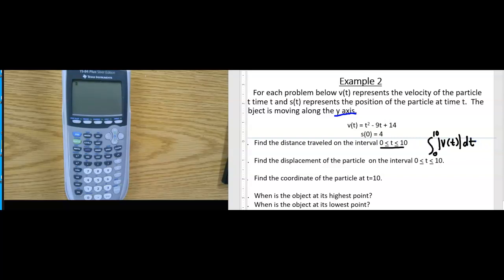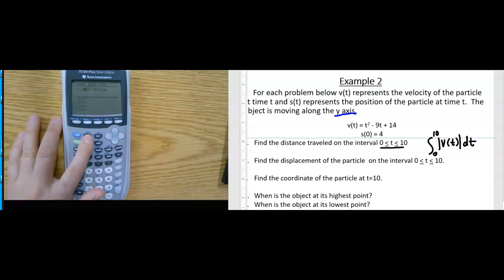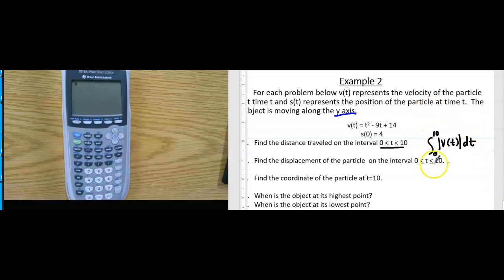So the first thing that we're going to do is we're going to, of course, turn our calculator on. Then we're going to go to y equals, and you're going to type in your function, which as you guys can see I've already done here, x squared minus 9x plus 14. That's my velocity function. Once you're done with that, you can come on out of here. And we want to enter this little formula that we've got over here. So you're going to push math.